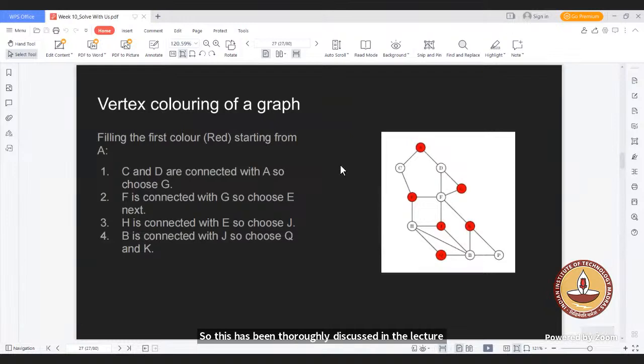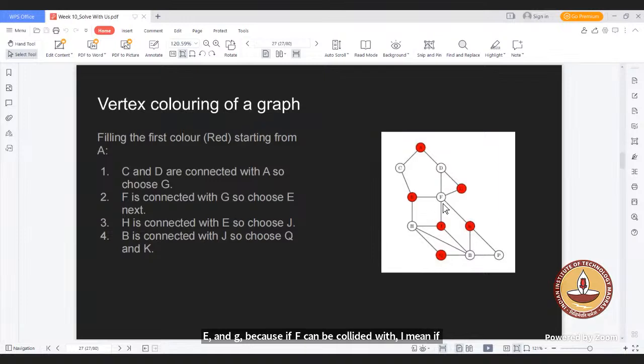What we are first doing is filling the first color. Let us take the color red here, and we are starting from A. Since C and D are connected to A, we are not coloring them with red. Now we are coloring E and G, because F can't be colored red, since it is connected with E as well as with C.